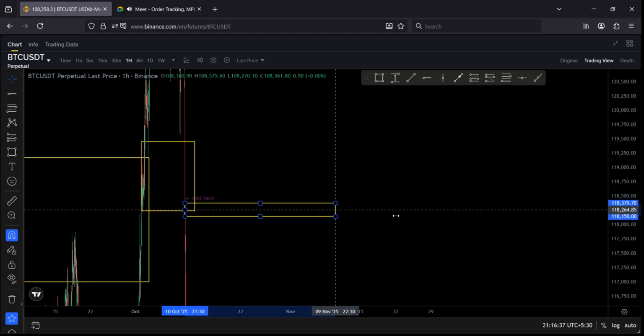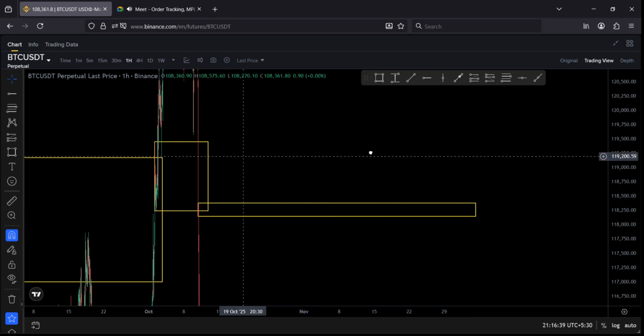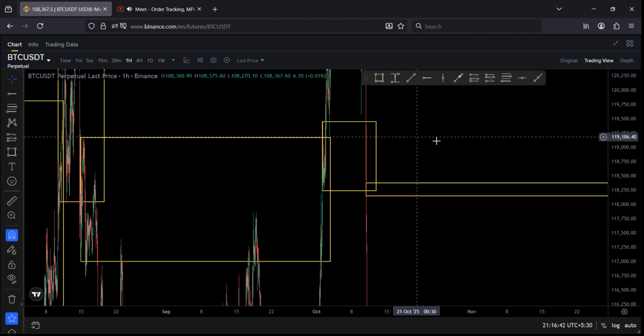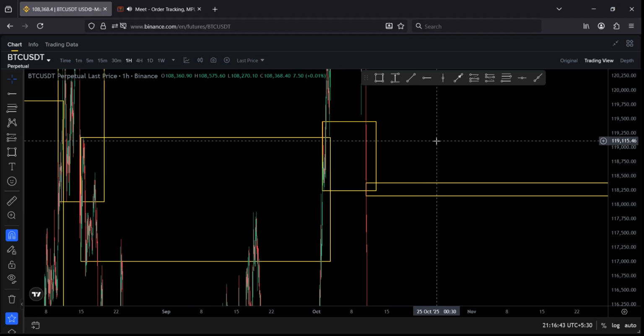This is called order tracking, and we track the orders using FTR or FL, right? So guys, do you understand how we do order tracking? Any question?